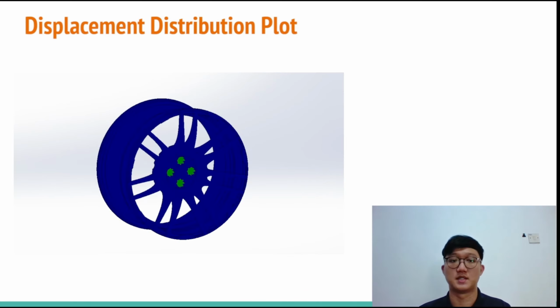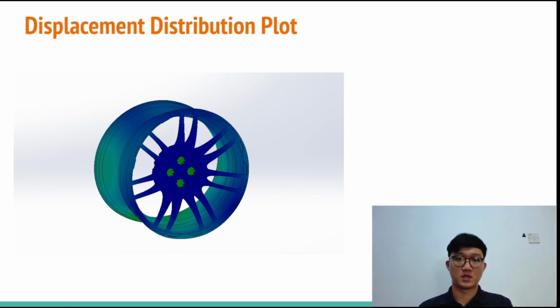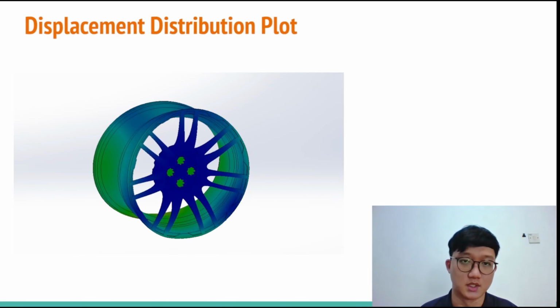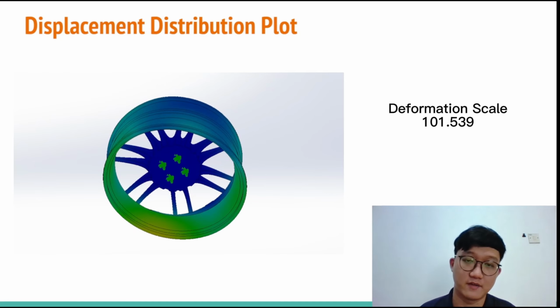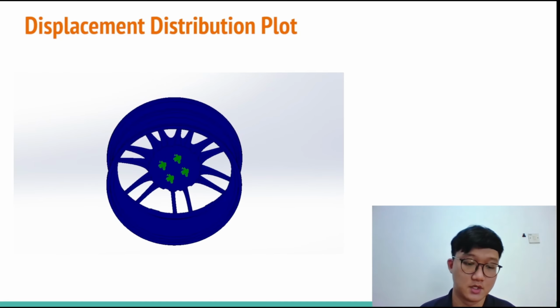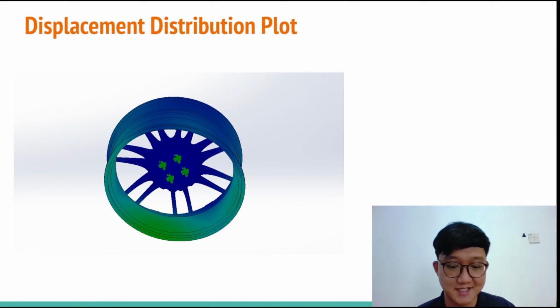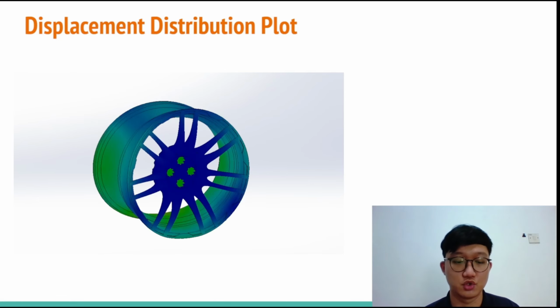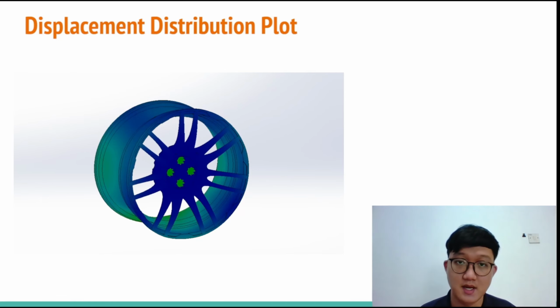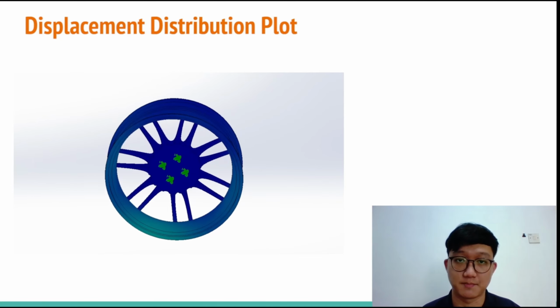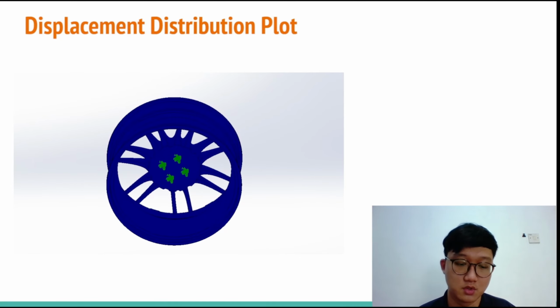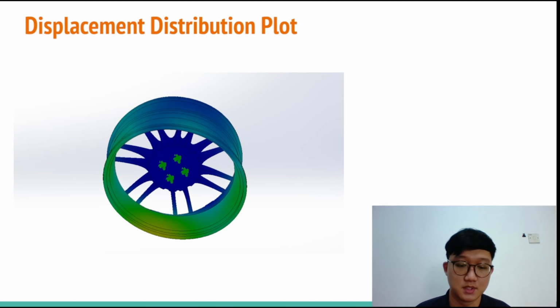The next plot is the displacement distribution plot. In this simulation, we are going to use a deformation scale of 101.539. The reddish region indicates the highest displacement due to the high vertical ground reaction acting on it, but at the inner part there is no spoke to support the structure, so the higher deformation happens.